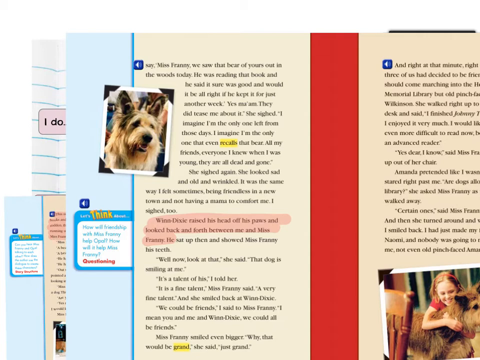So I'm noticing that Winn-Dixie knows a lot more than just what's happening right now. Notice how, as the reader, I had to go back and look at other parts around what's happening, not just what's written on that graphic organizer, to lead me to the best inference. So I have to go back to the text.